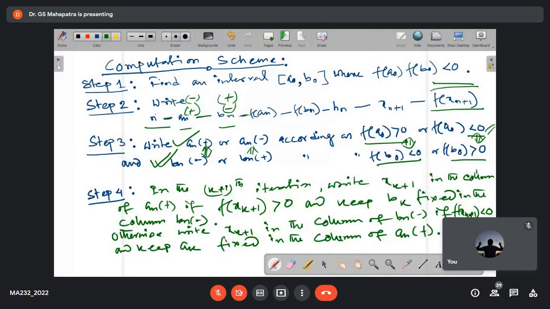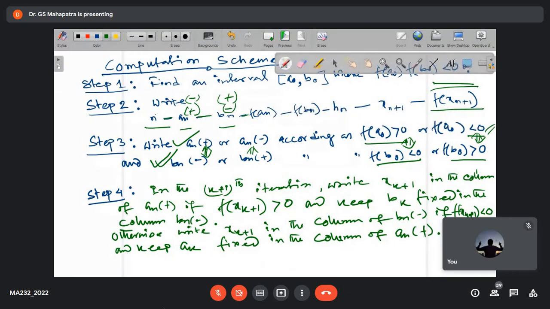Now this 1, 2, 3, 4 will continue. So continue this up to step 4. That means steps 1, 2, 3 you have already evaluated. So step 4 is the computational iterative process. So continue step 4. Now you should have some stopping criteria. So step 5. What is the step 5?